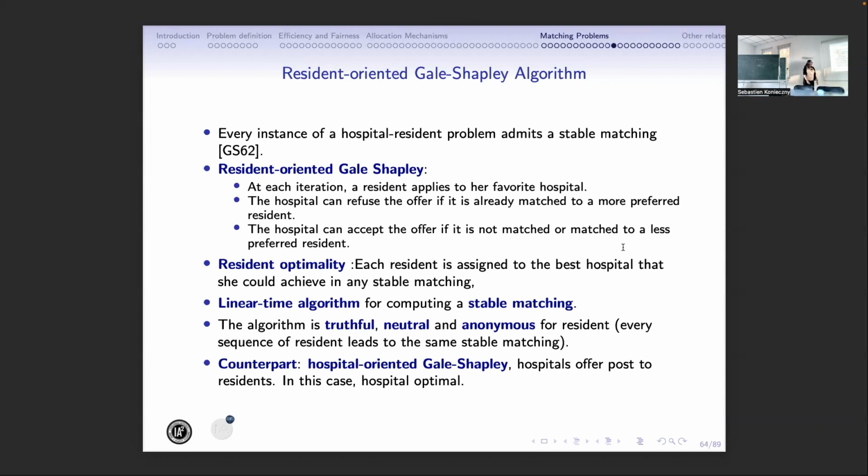On this slide, the counterpart of the Gale-Shapley algorithm is that it is optimal, but for the side who proposed. So if the resident proposed, it is resident optimal. If the hospital proposed, it is hospital optimal, but it is not optimal for the other side.